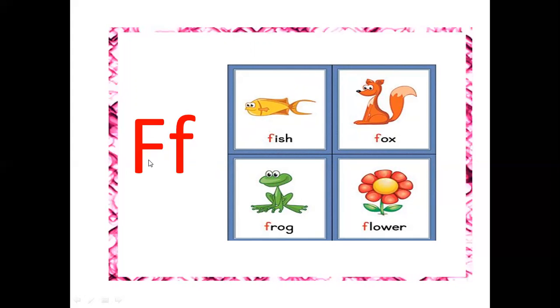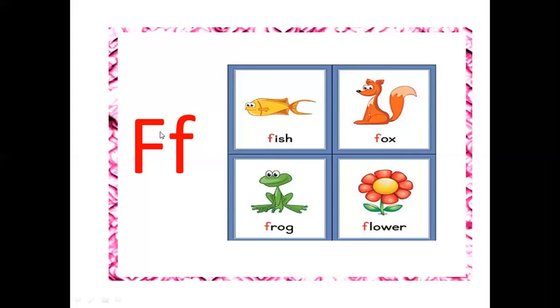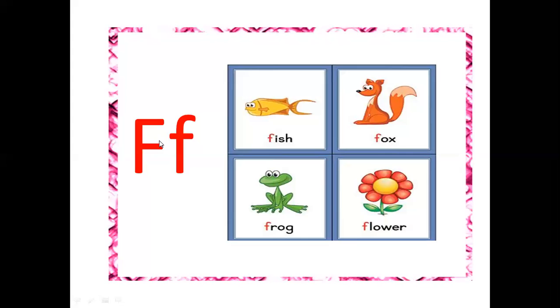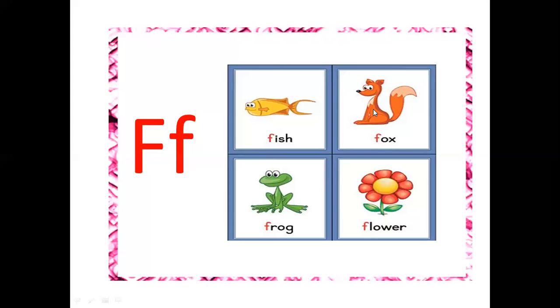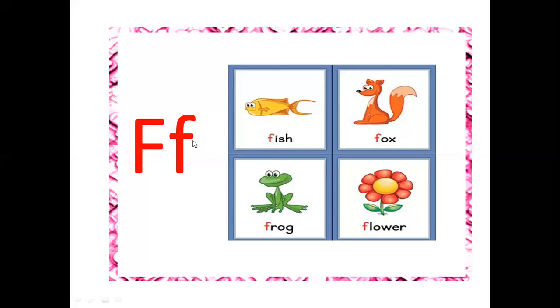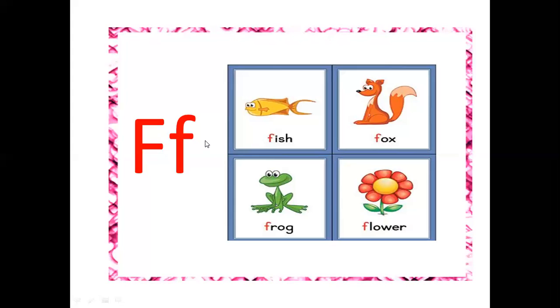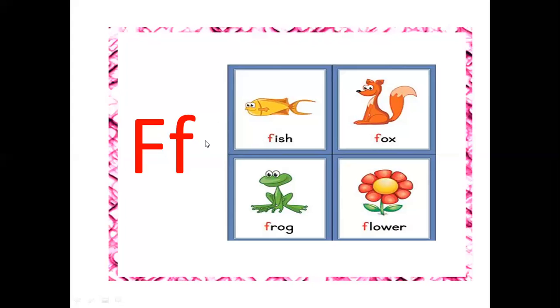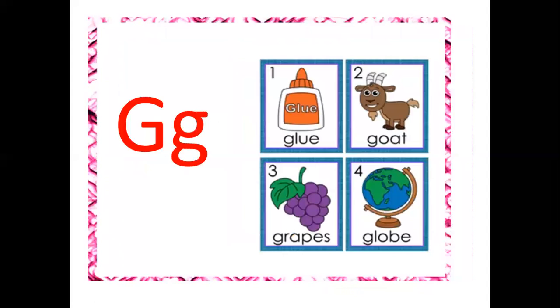This one is big F and this one is small f. Okay. F for fish. F for fox. F for frog. F for flower. Understood? Now after F, our next letter is G. Okay. Our next letter is G.